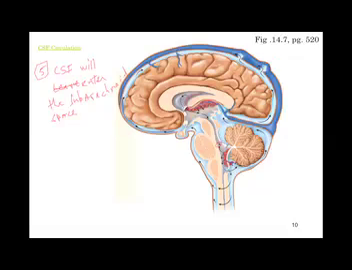Now there are 2 little openings on the lateral sides of that cerebral aqueduct, just at the point where the cerebral aqueduct becomes the 4th ventricle. And those are called lateral apertures. Little openings.